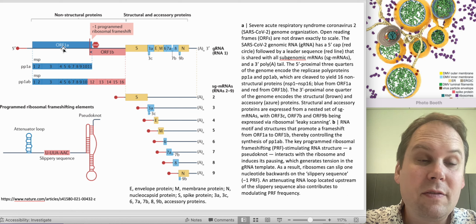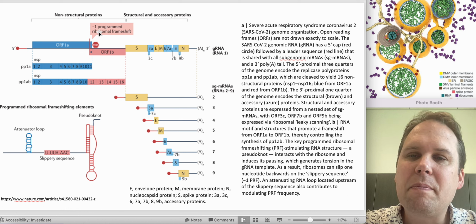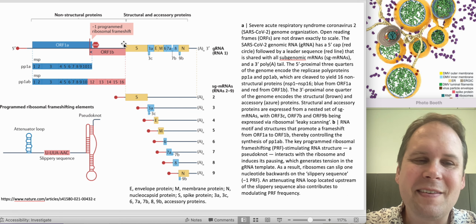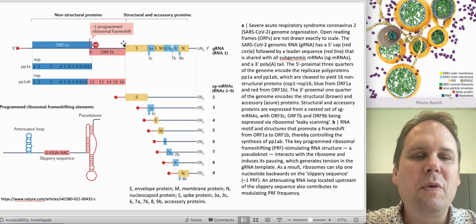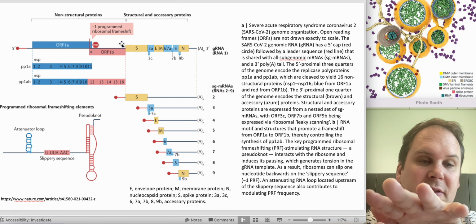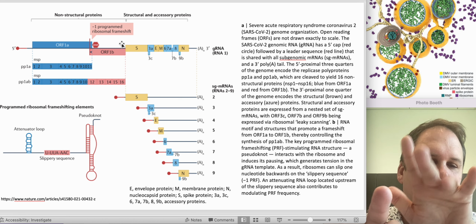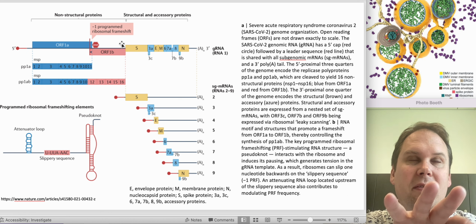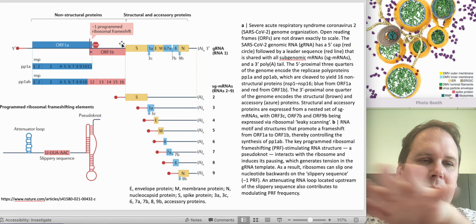So, just like we said, there is a -1 programmed ribosomal frame shift, just like the words say, which means that the ribosome is going to shift from reading in its particular frame, like it's reading in frame 1, which is like 1, 2, 3, 1, 2, 3, 1, 2, 3, and it's going to shift it back 1. So it's going to go from frame 1 to frame 3, which is the one before 1.